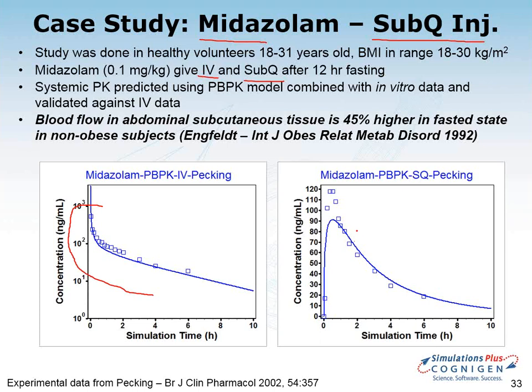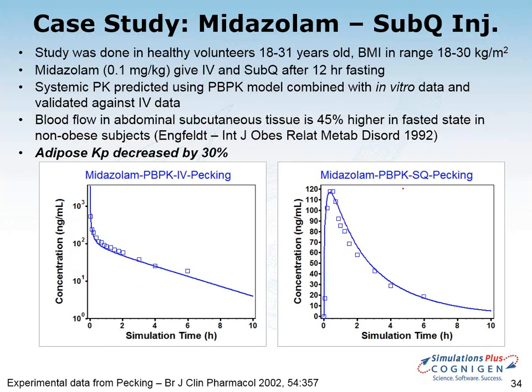The one change that we've made here was abdominal subcutaneous tissue blood flow, where again we found in the literature that for non-obese subjects, the blood flow in the abdominal subcutaneous tissue is actually higher in the fasted state than in the fed state. And that accounts for the fairly fast absorption of the drug from that subcutaneous fat into the systemic circulation. We do still have a little bit of mismatch here, which could be corrected by a slight decrease in adipose Kp.